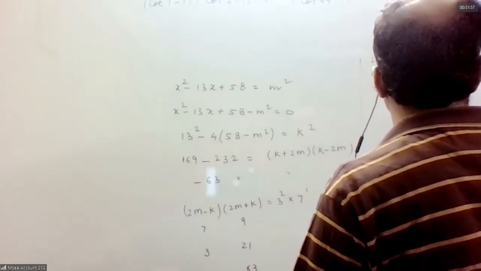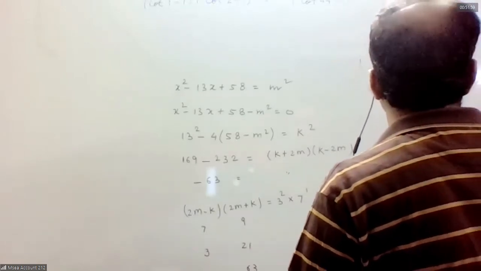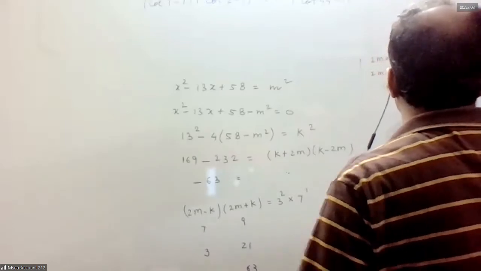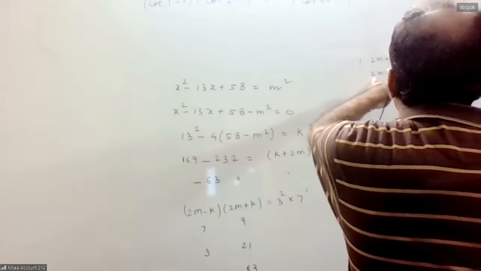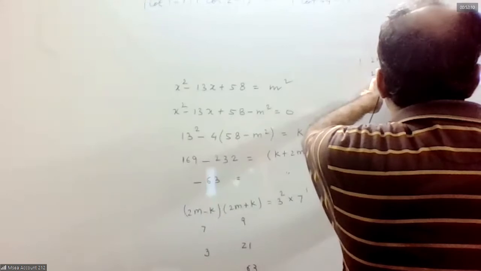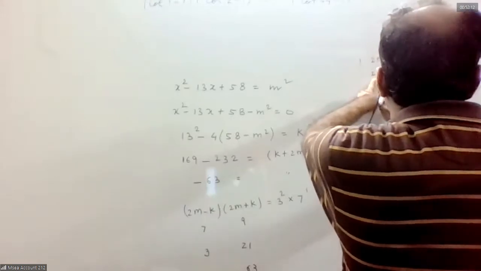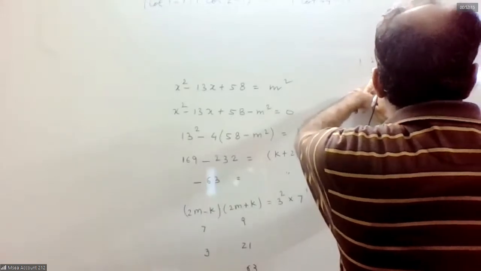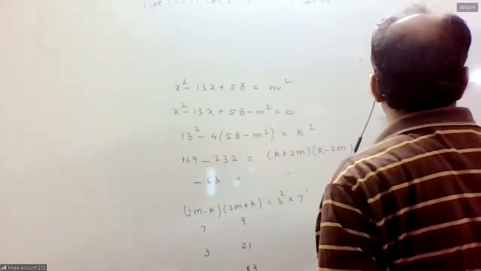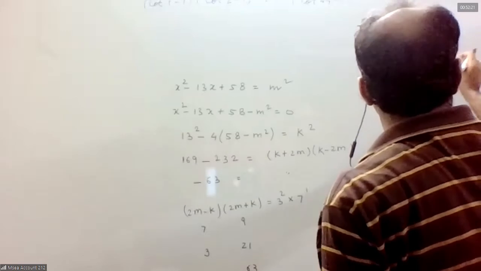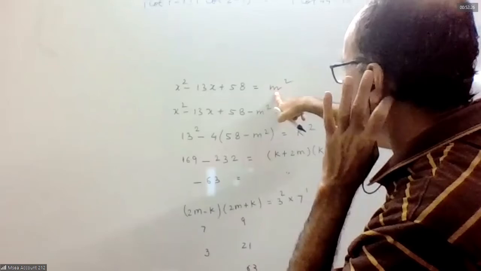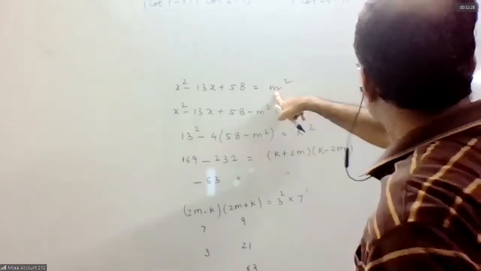If m is minus 4, minus 8 plus 7, k is minus 1, integer. Both are possible. So whether m is 4 or minus 4, obviously it will be integer. Yes, sir.